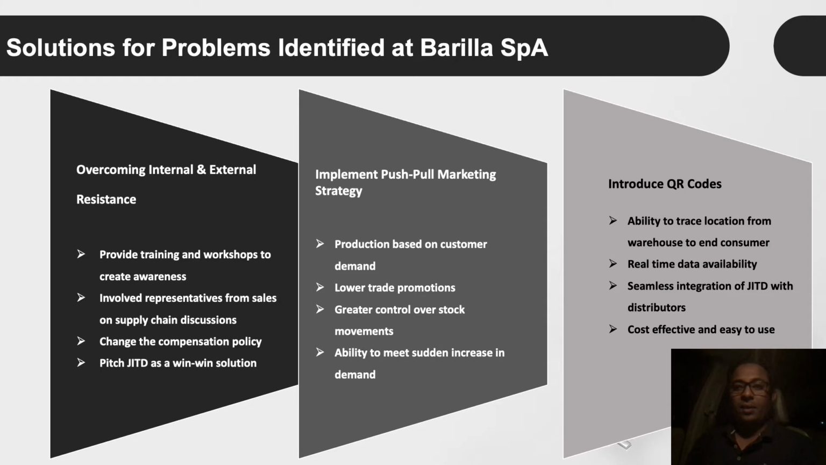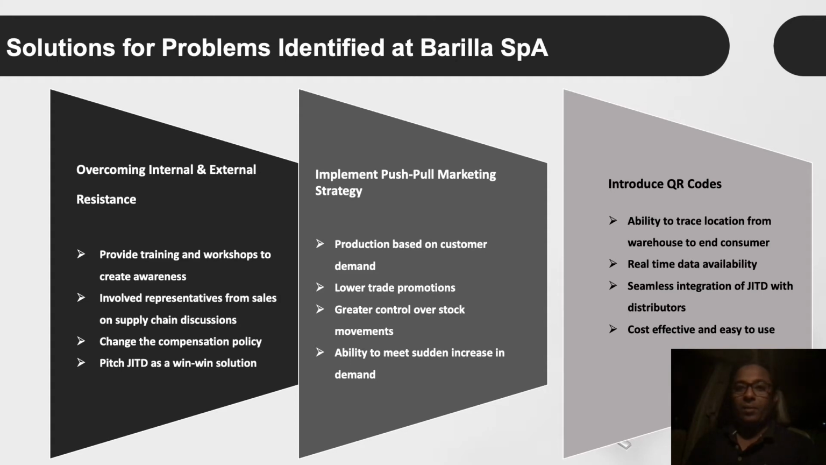Companies should provide training and conduct workshops to create awareness of the JITD process, its short and long-term benefits, and scope for growth opportunities to the sales force. They also should involve sales personnel in the supply chain management decision process to obtain market insights and customer feedback. Companies should also look at changing the current compensation policy because supply chain management has been changed along with the JITD process.